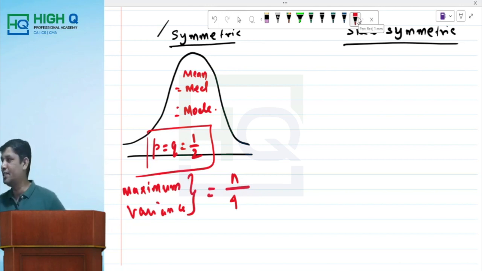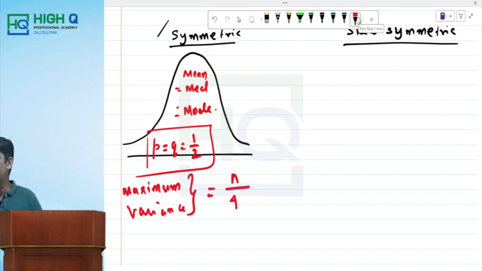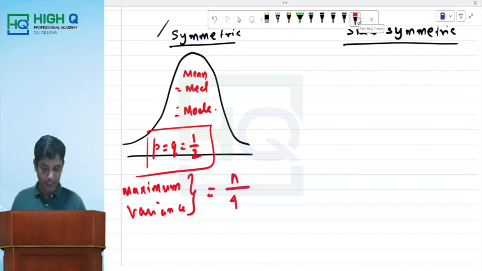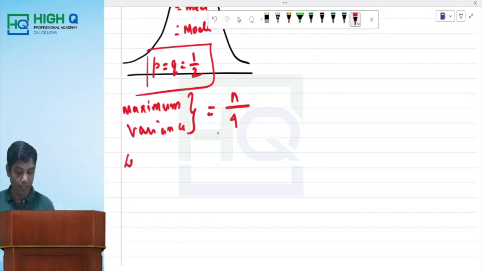These are the questions coming in the examination. These are the questions you are avoiding in preparation. The only thing you have to remember is that maximum variance is N by 4. The question is: find the maximum variance for 16 observations of a binomial distribution. What is the answer? 16 by 4, which is nothing but 4. Am I right, my dear? Where there is maximum variance, we will also have least variance.